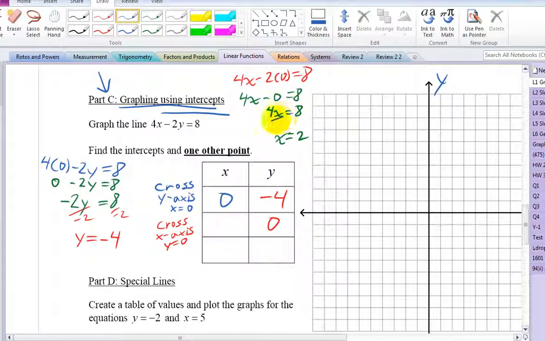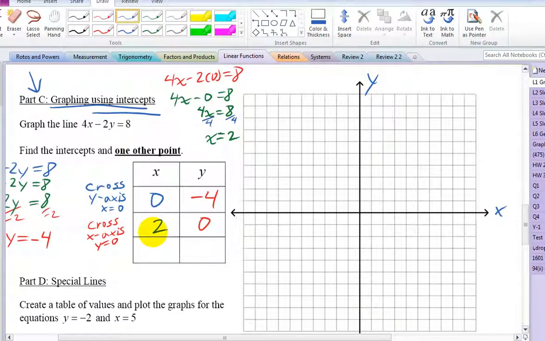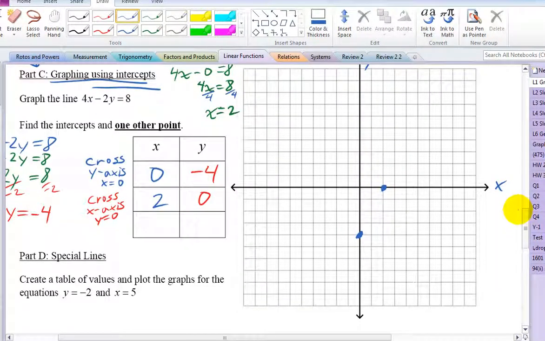I get x equals 2 because we have to divide by 4. And so that is another value. Okay, x equals 2. So let's plot this line and graph it, and then I'll show you why we're doing that and then finding the third point. Okay, so plot 0, negative 4, and plot 2, 0, and make your line.